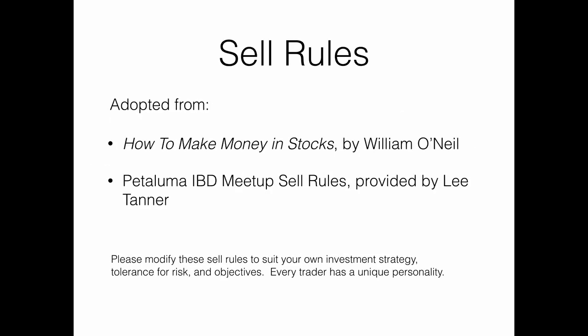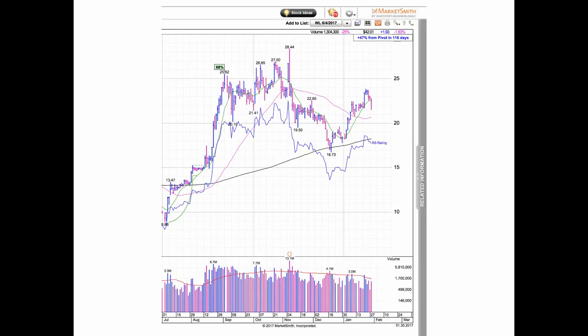Now, the sell rules that you're about to see were adopted from How to Make Money in Stocks, the book by William O'Neil, the founder of Investor's Business Daily. These rules have been codified by Lee Tanner, leader of the Petaluma IBD Meetup group. If you haven't been to the IBD Meetup in Petaluma, I encourage you to go. It's a fantastic wealth of information, and if you visit their website, you can study the sell rules in more detail. Every trader has a unique personality, so please modify these sell rules to suit your own needs, your risk tolerance, etc. So let's get started.